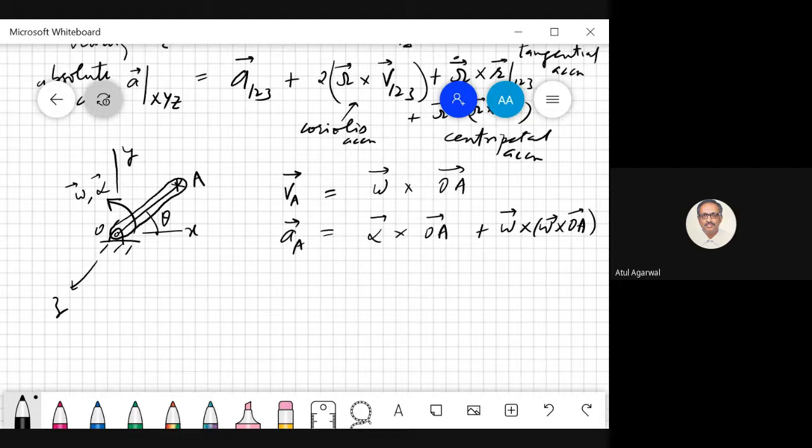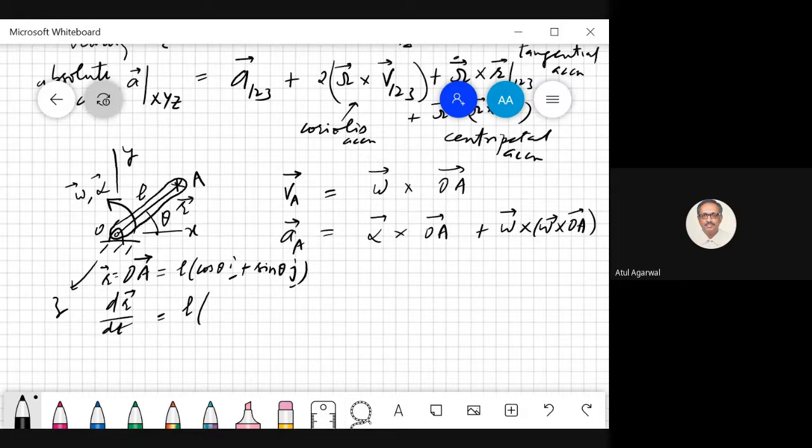The position vector of point A, OA, is equal to, suppose this bar has length L, L cos theta i plus L sin theta j. If you try to find its time derivative, what do you get? You call this vector R. So dr by dt becomes, this is a rigid bar, L will not change, L is fixed with time.